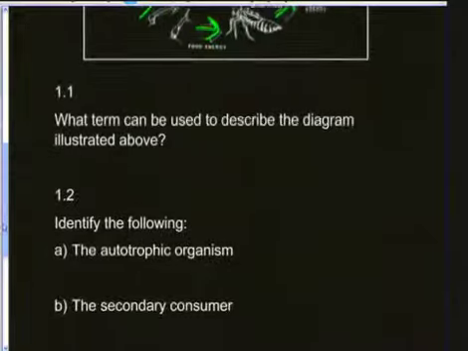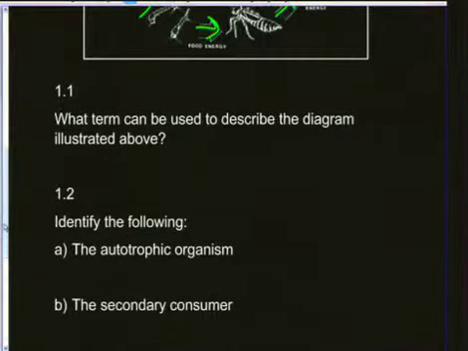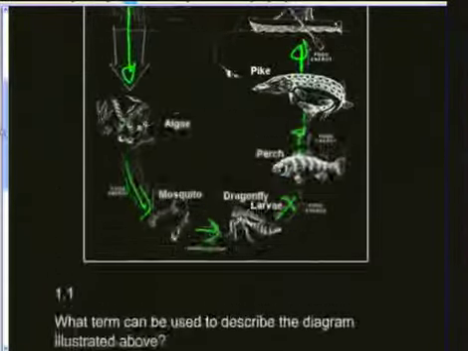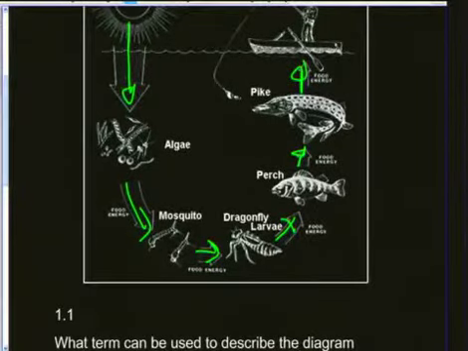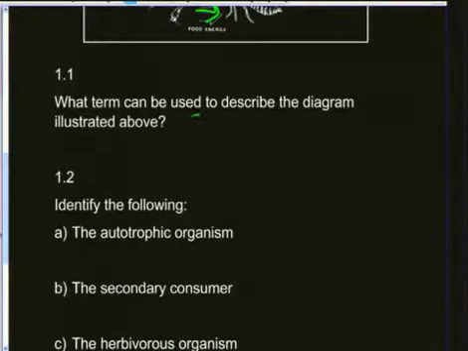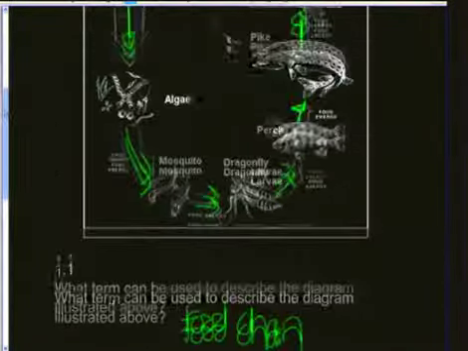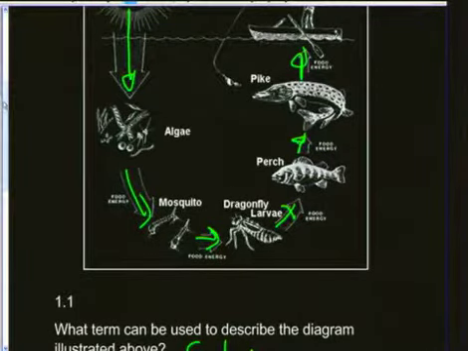So question, what term can be used to describe the diagram? What diagram are we showing you? We are showing you a food chain, not a food web. Have a look at the arrows. The arrows are showing one specific food chain.